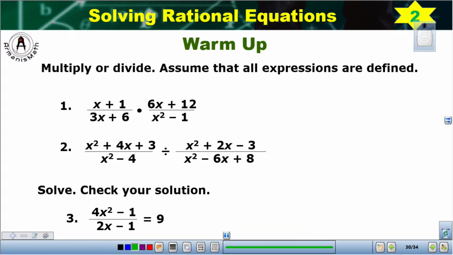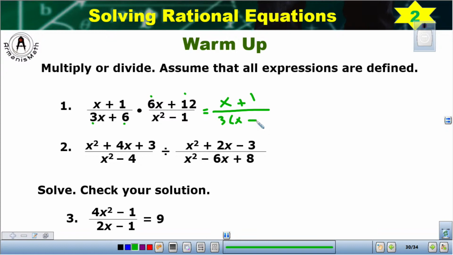Factor the three out. It says here, factor the three out from these two elements. And the 6 and the 12 also will be factored out. So let me start with the top one, x plus 1, divided by 3, open parentheses, x plus 2. We're hoping to simplify, by the way.